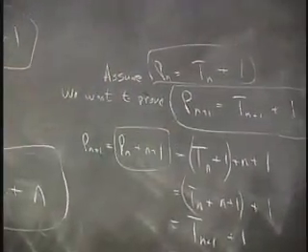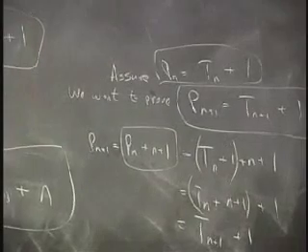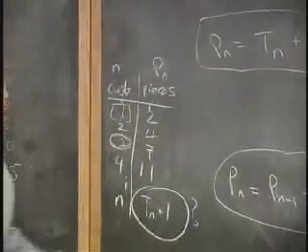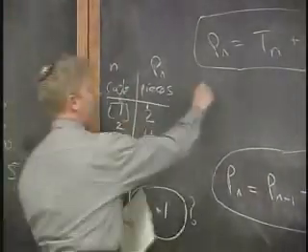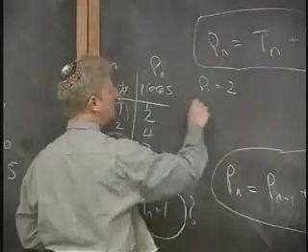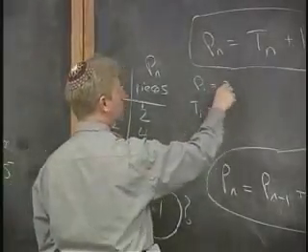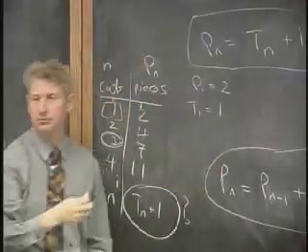All right, Sam's right. You do need to show that this has a starting point. So we have to show that this is true for a particular n. Let's start with n equals 1. P of 1 equals 2. What does T of 1 equal? 1. So 2 equals 1 plus 1, and that's true.